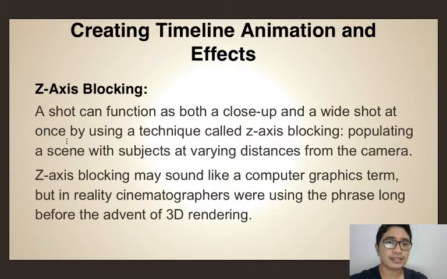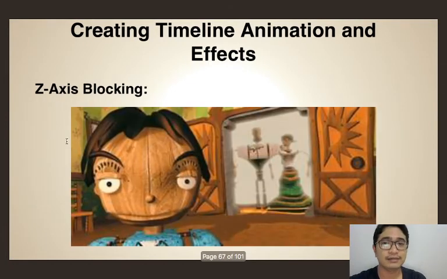Z-axis blocking. A shot can function as both a close-up and a wide shot at once by using a technique called the Z-axis, populating a scene with objects at varying distances from the camera. Z-axis blocking may sound like a computer graphics term, but in reality, cinematographers were using a phrase long before the advent of 3D rendering. So, ito na yung example niya.